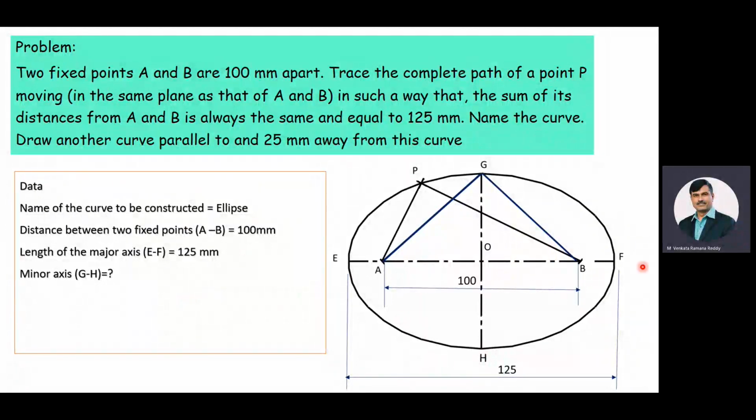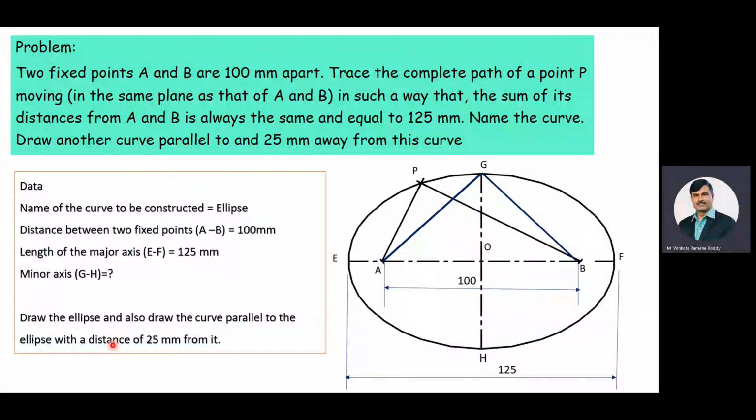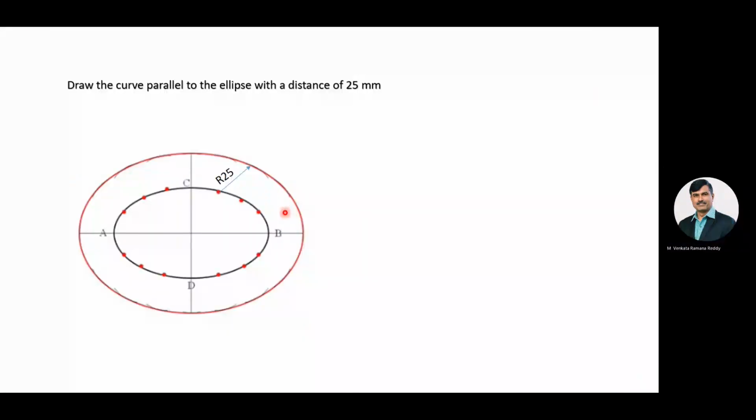Here, our objective is to construct the ellipse, and also we need to draw the curve parallel to the ellipse with a distance of 25 mm from it. Here, this is the inner ellipse and this one is the outer ellipse. The outer ellipse is at a distance of 25 mm from the inner ellipse.